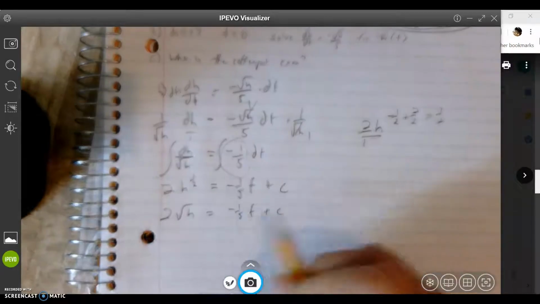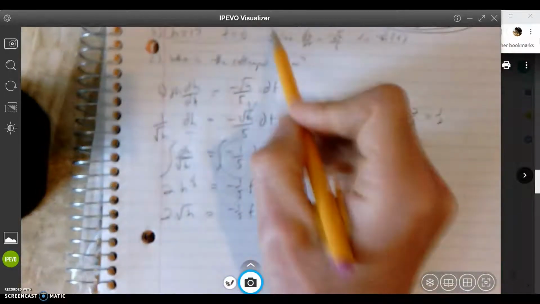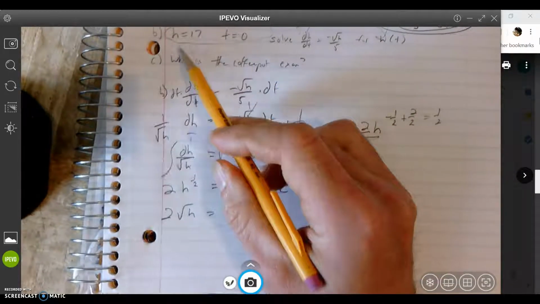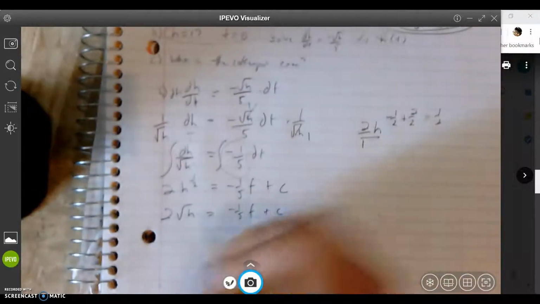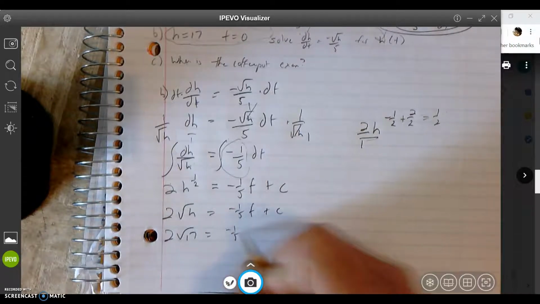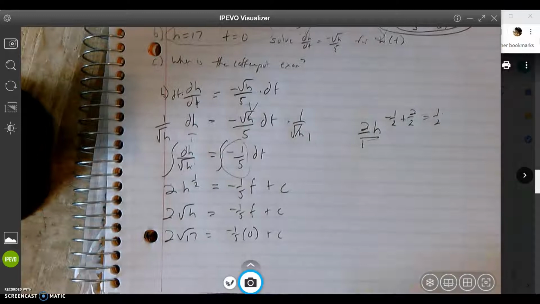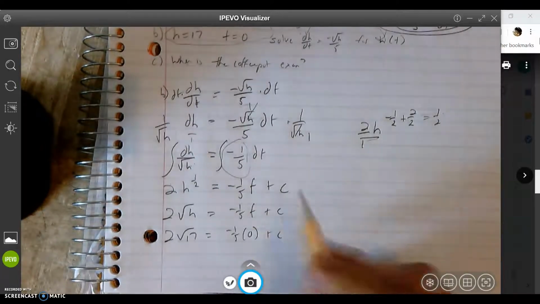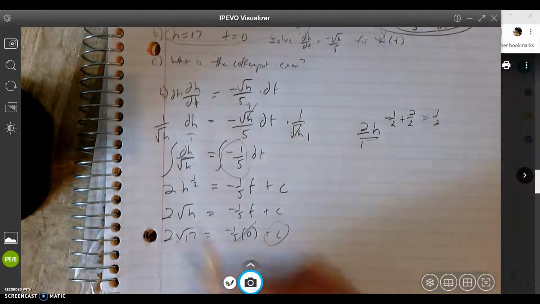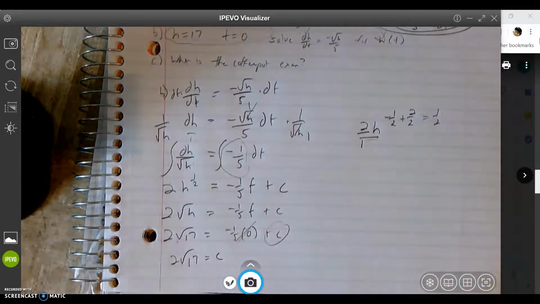Okay, so now we got to get c. And that's where this initial condition comes in. So when time equals 0, the height was 17. So 2 radical 17 equals negative 1/5 times 0 plus c. So negative 1/5 times 0 is 0, so c is just this. So 2 radical 17 equals c.